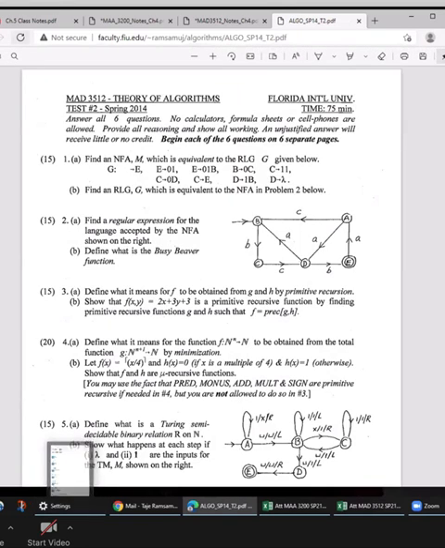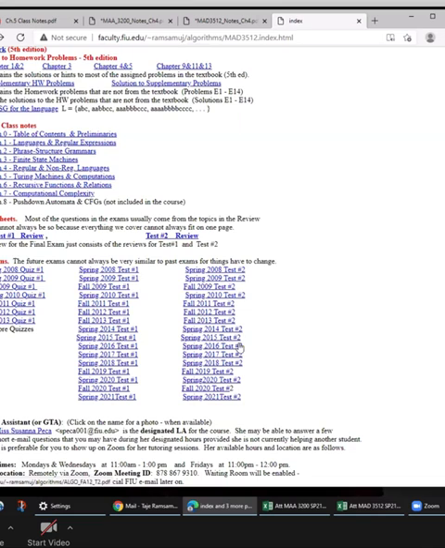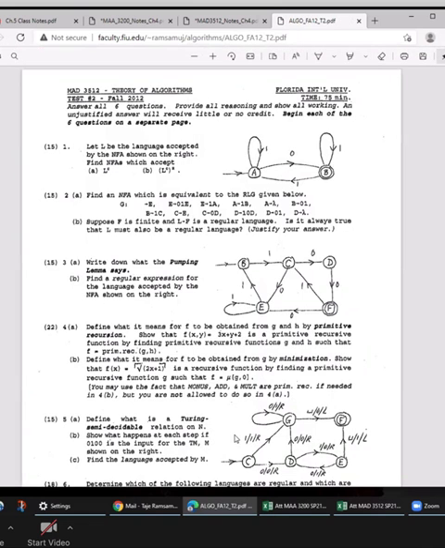Busy beaver. Okay, I've got to find one. There are too many tests. Pumping lemma. Praise the Lord. Amen. Hallelujah. Okay, write down what the pumping lemma says.